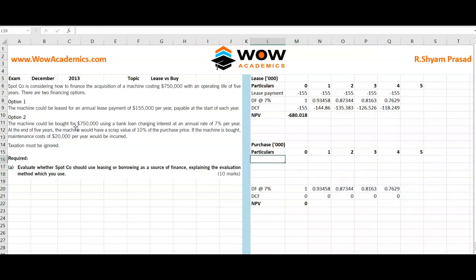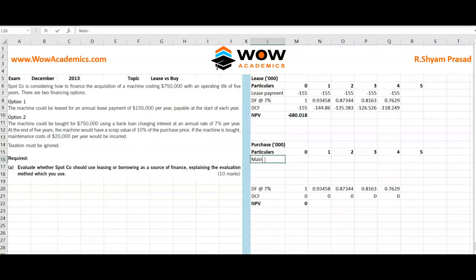The machine could be bought for 7,50,000 using a bank loan charging at a 7% interest. So this is a discount factor. At the end of the 5 years, the machine would have a scrap value of 10% of purchase price. So 7,50,000 into 10% will give you 75,000. So that would be the scrap value. If the machine is bought, an annual maintenance cost of 20,000 per year would be incurred. They are not telling us when it is incurred. If they are not specifying whether it's at the start or at the end of the year, we usually assume it to be the end of the year. So maintenance cost is going to occur at the end of the year.